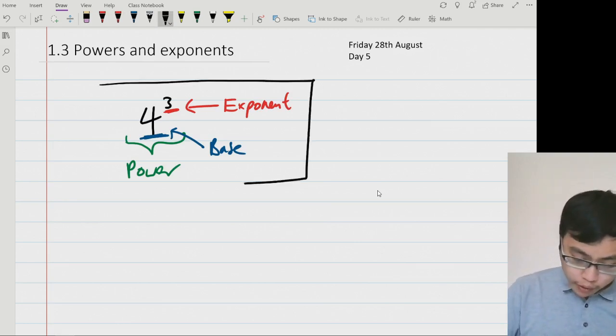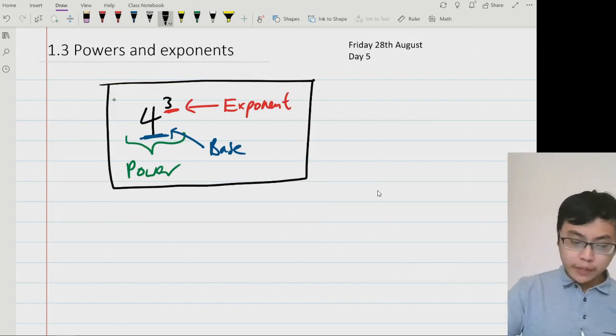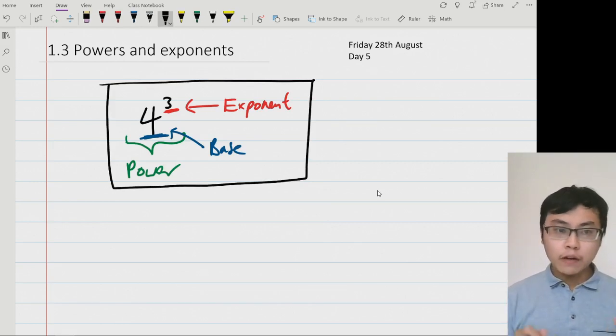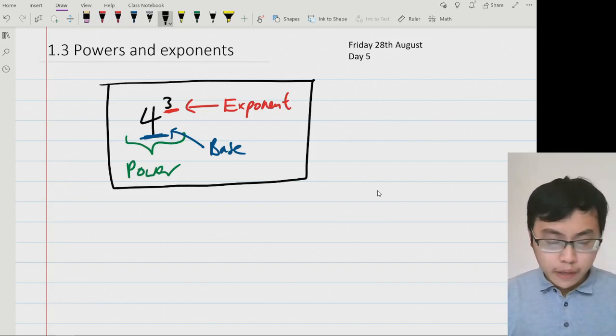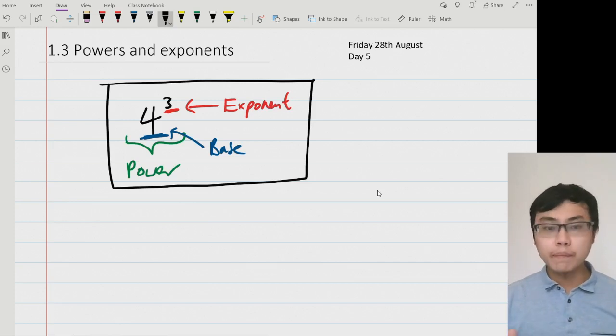I'm going to put a square beside all of this. You might want to copy this down. And again, don't forget to copy down the topic and today's date on a piece of line paper or your notebook.